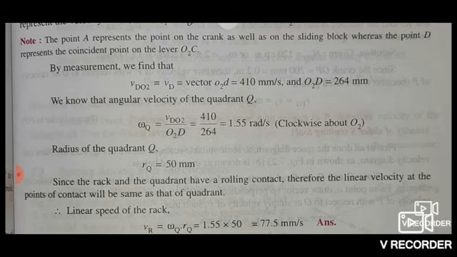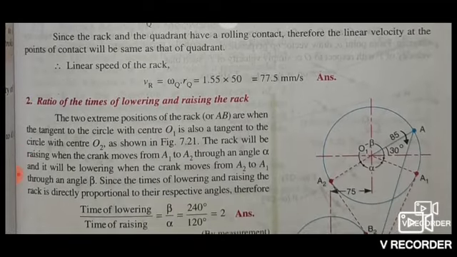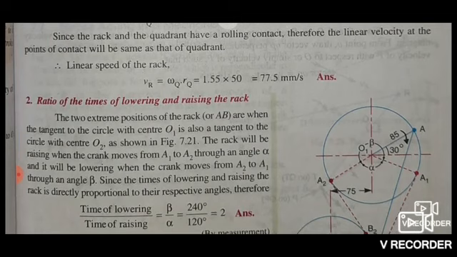Radius of quadrant Q, RQ, equal to 50 mm. Since the rack and the quadrant have rolling contact, the linear velocity at the point of contact will be the same as that of the quadrant. So linear speed of rack VR equal to omega Q into RQ equal to 1.55 into 50, that is 77.5 millimeter per second.